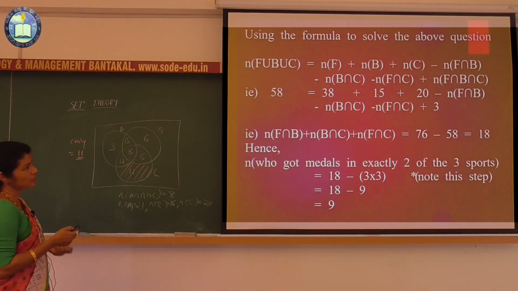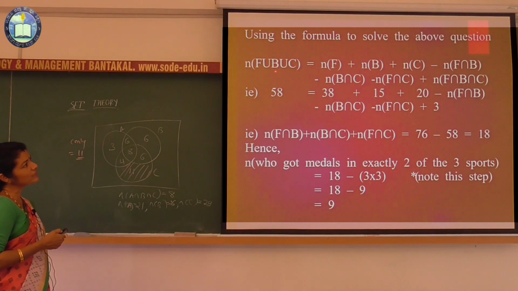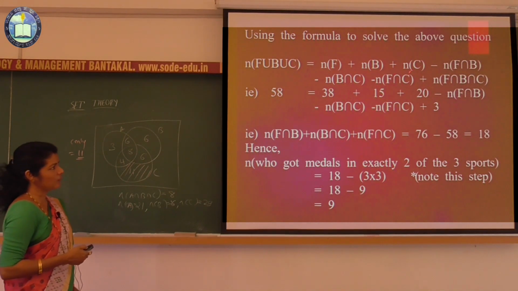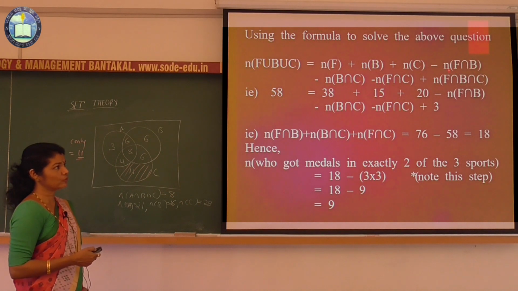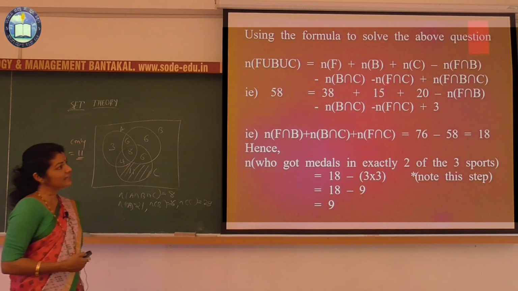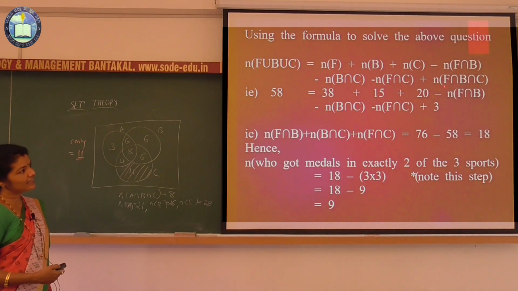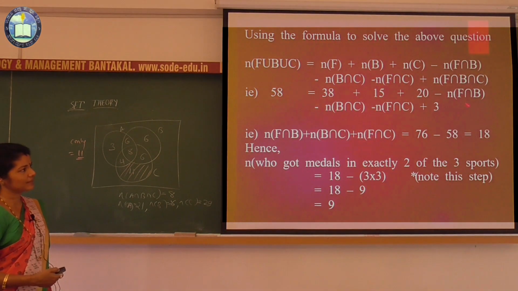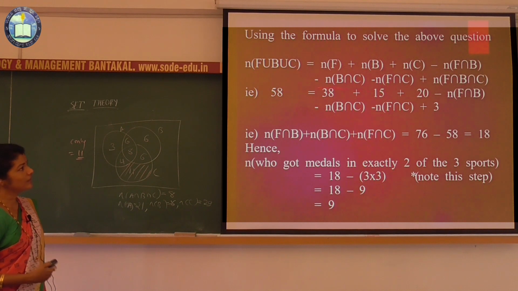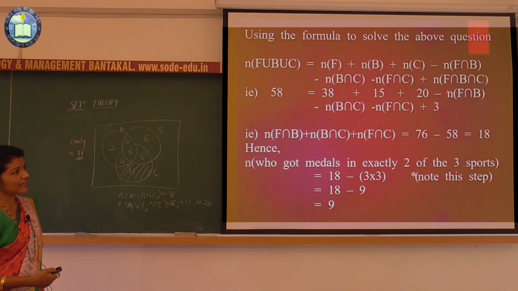Using the formula, the same question is solved. N of F union B union C equals N of F plus N of B plus N of C minus your intersection of 2 each, N of F intersection B, N of B intersection C, minus N of F intersection C, plus N of F intersection B intersection C. This is the formula. Substitute the values. N of F is given 38, N of B is given 15, N of C is given 20. Then total it goes to 58, that is the union, and for all the 3, N of F intersection B intersection C, that is 3. It is mentioned already.